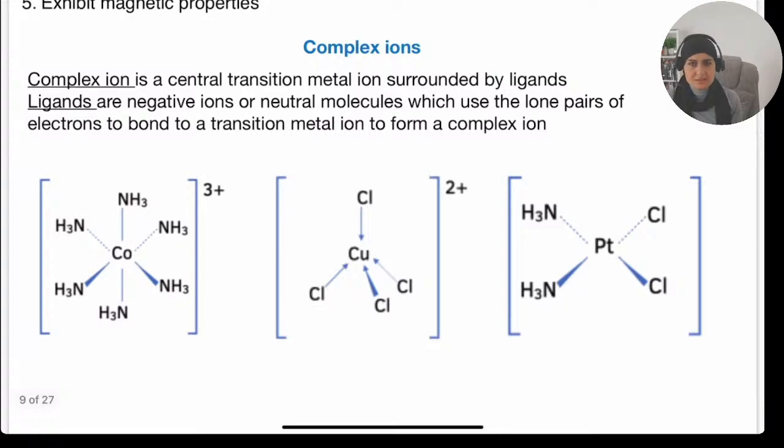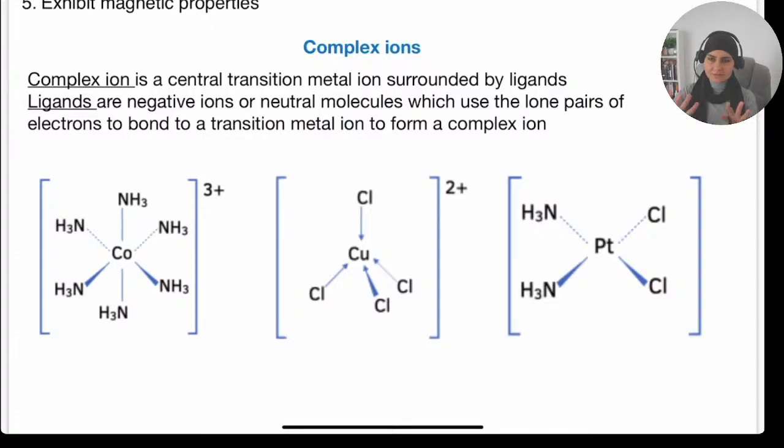A complex ion is a central transition metal ion surrounded by ligands. So for example, this is a complex ion. What do we have here? Well, we have cobalt in the middle. That's a transition metal ion, and it is surrounded by NH3, which are ligands. Ligands are negative ions or neutral molecules which use a lone pair of electrons to bond to a transition metal ion to form a complex ion.